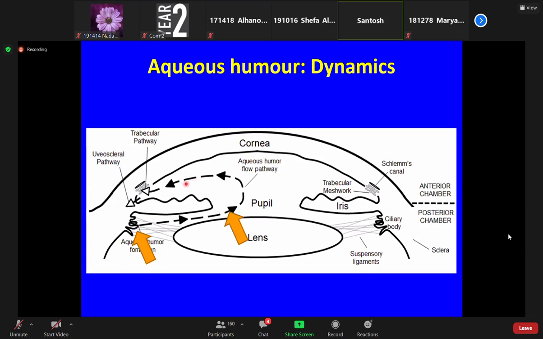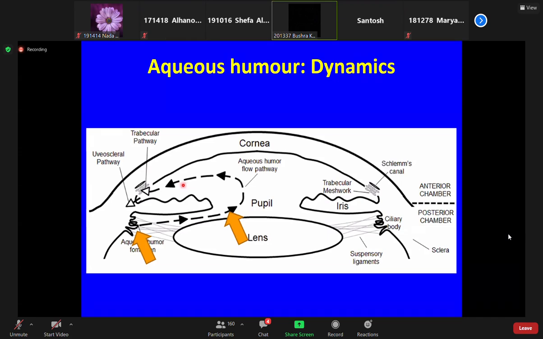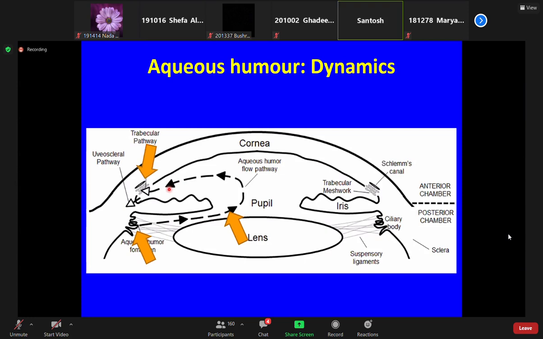And then where does it go? It drains through the trabecular meshwork. Yes, very good. So it is drained mainly through the trabecular meshwork into the canal of Schlemm. So here you have the trabecular meshwork, and this is the canal of Schlemm, and it goes into the venous system. And this is the major drainage pathway.